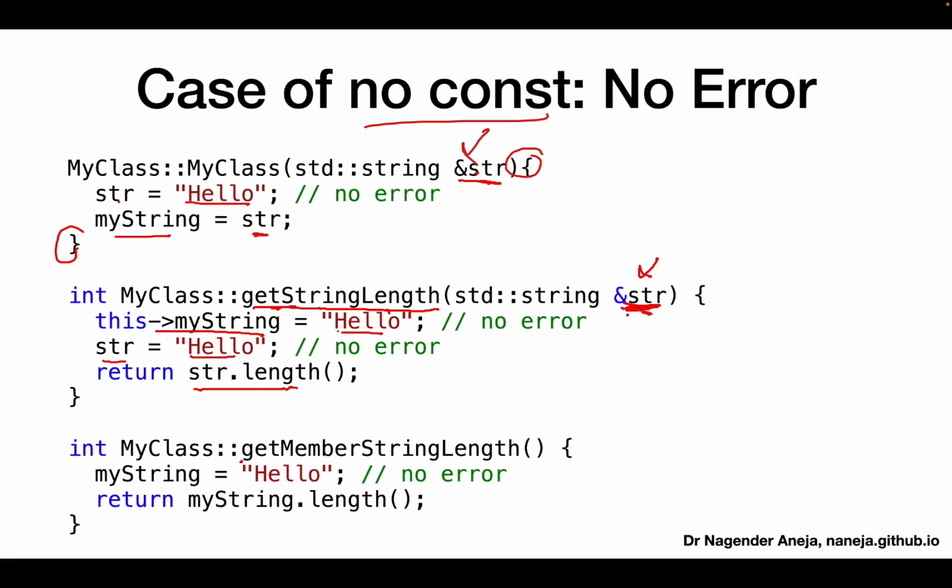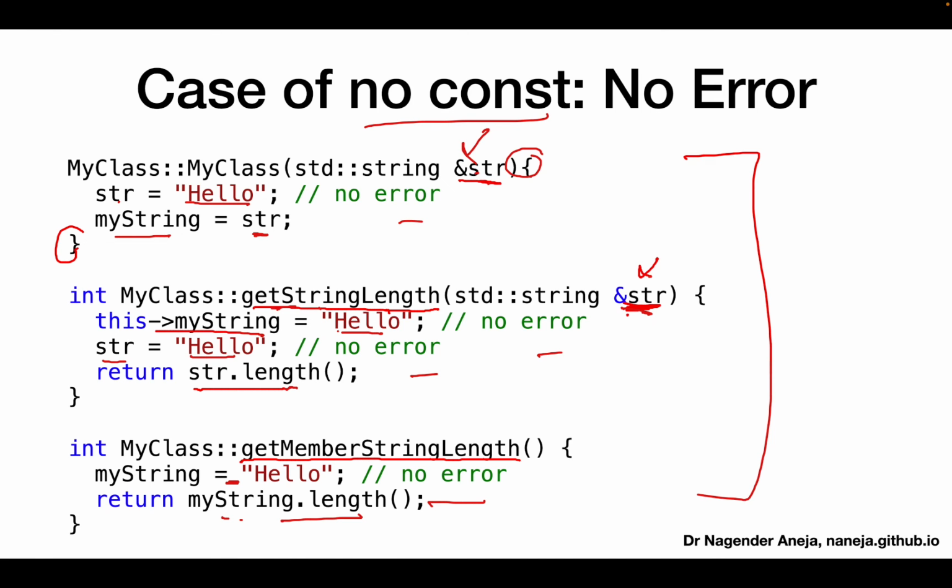Then third, this is get member string length. It doesn't receive anything, but its role is that whatever the value of the member variable is, it returns the length of that string. But what it does is it also changes the value of the member variable, and then it returns the length of that member variable. So they are manipulating the variable, which they are not allowed to, but we will receive no errors here, right?